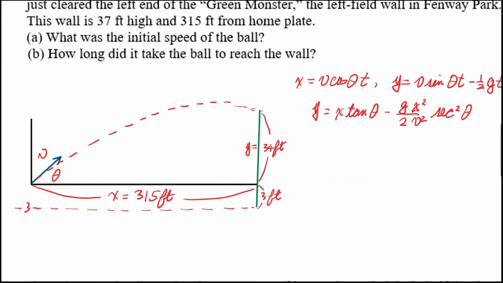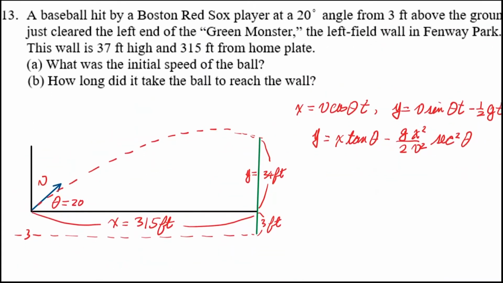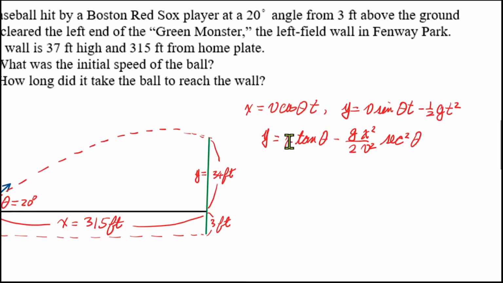Wait, did I say unknown angle? No, this is a known angle. What was the angle? 20 degrees. So unknown is v. Let's review. We don't know t, but it's been eliminated. We know y, we know x, we know g, and we know theta. So we know everything else. The only thing that's still unknown is our v, isn't it?